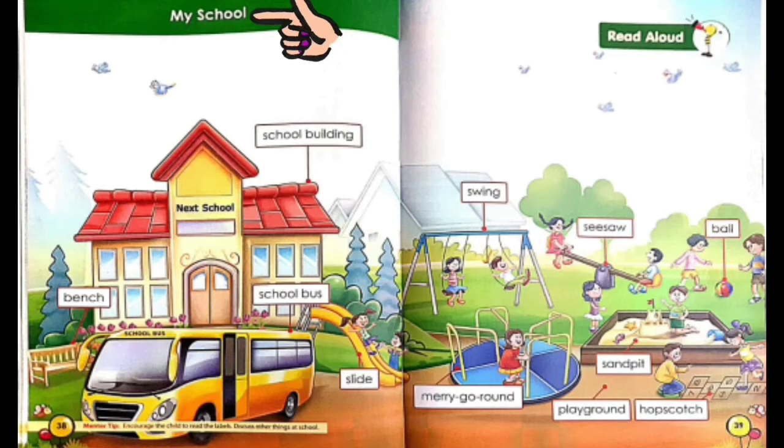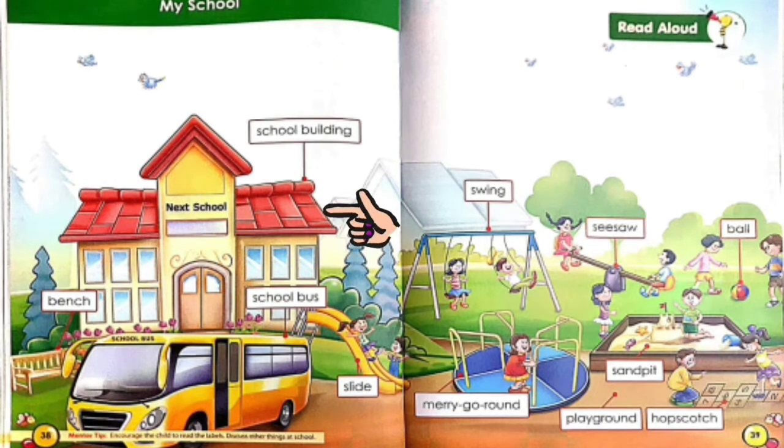My school. A school is a learning place where every day we learn something new. This is our school building. This is a school bus, bench, slide, swing, merry-go-round, playground, hopscotch, sandpit, ball, and a seesaw.